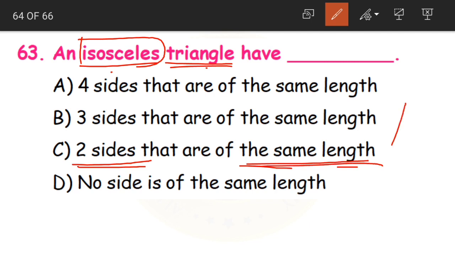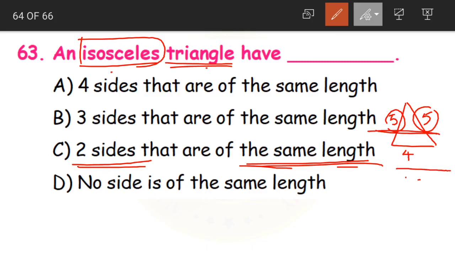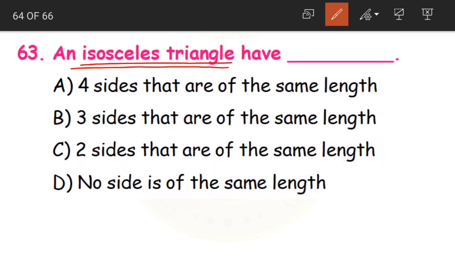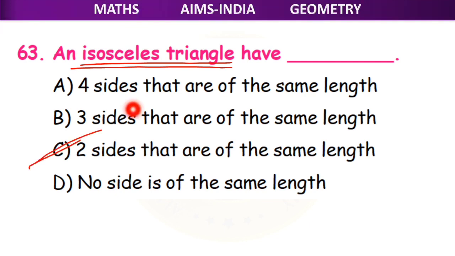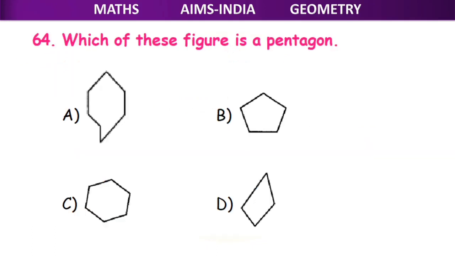What is it, children? Suppose I have a triangle like this, the length of the sides, this is 5 centimeters, 5 centimeters and 4 centimeters. Here what are we observing? The length of these two sides is the same. Two sides of the triangle are the same. So whenever we have such a triangle, we give a special name to the triangle. What is it? It will be called an isosceles triangle. So option C becomes our correct answer. What is an isosceles triangle? An isosceles triangle has two sides that are of the same length.